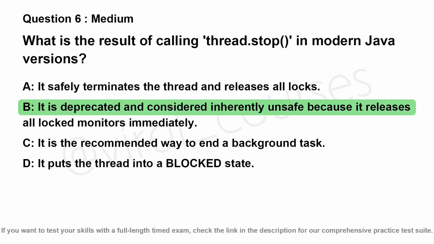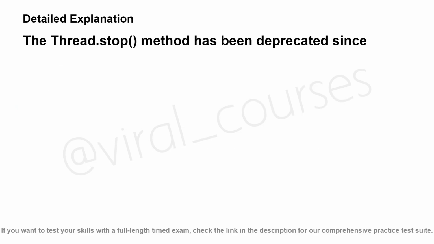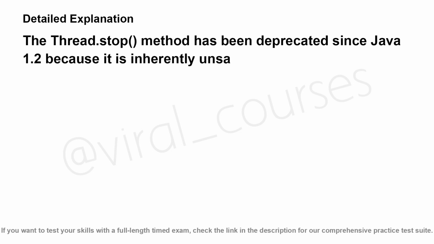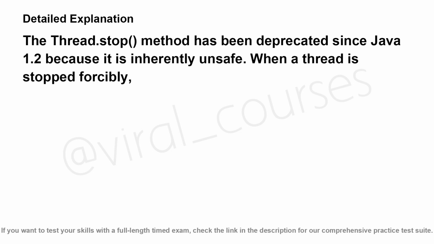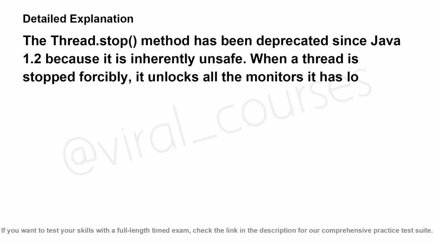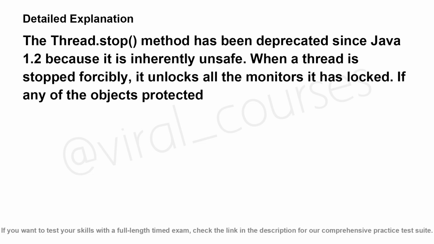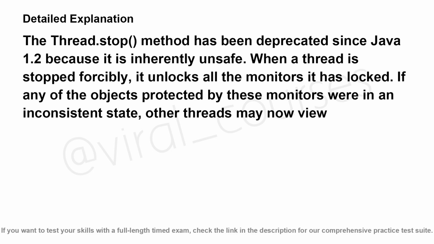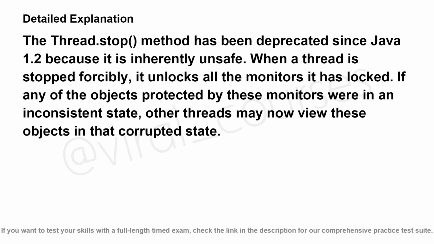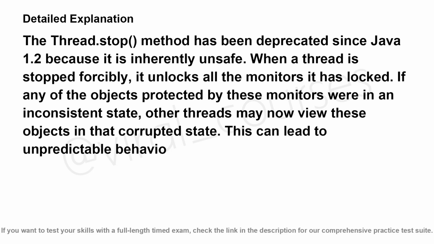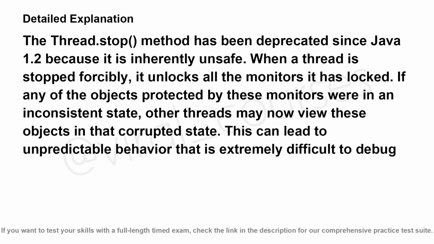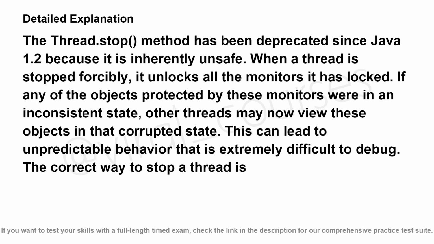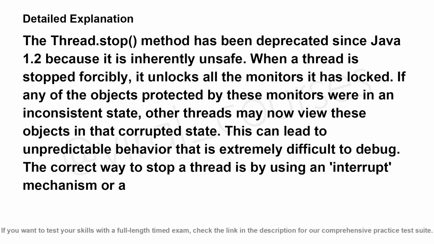The correct answer is B. The Thread.stop method has been deprecated since Java 1.2 because it is inherently unsafe. When a thread is stopped forcibly, it unlocks all the monitors it has locked. If any of the objects protected by these monitors were in an inconsistent state, other threads may now view these objects in that corrupted state. This can lead to unpredictable behavior that is extremely difficult to debug. The correct way to stop a thread is by using an interrupt mechanism or a shared volatile Boolean flag.